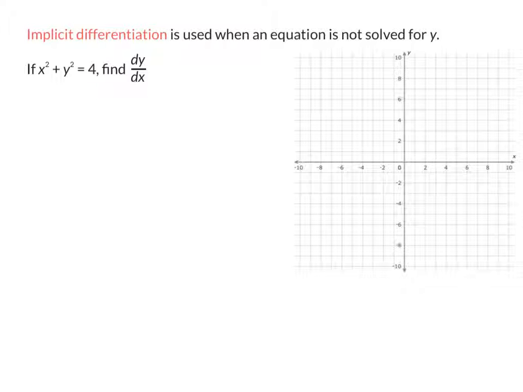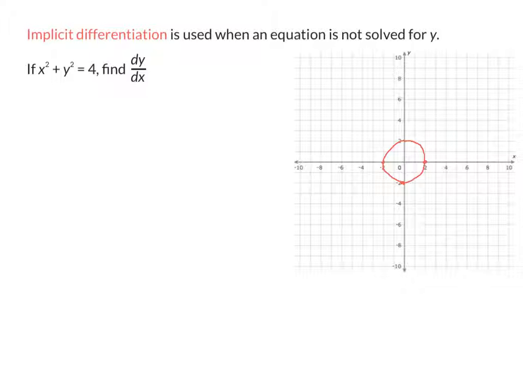So you can see we have an equation here, x squared plus y squared equals 4. And so what this looks like, if I were to graph it, is a circle that will be centered about 0, 0 with a radius of 2. So that's a rough sketch of what this would look like. And you can see how it's not a function.